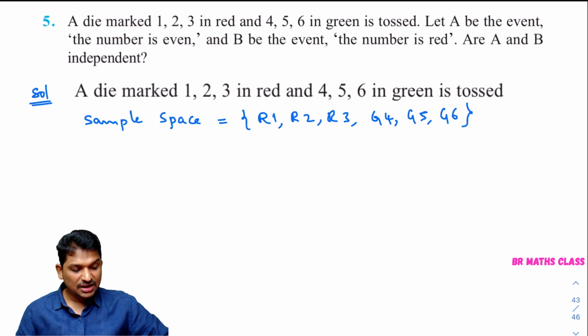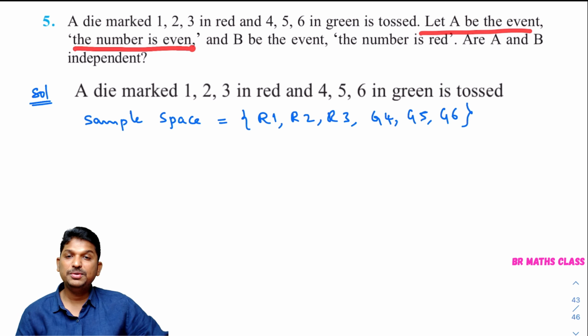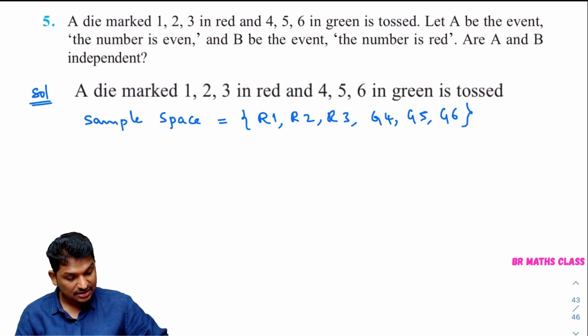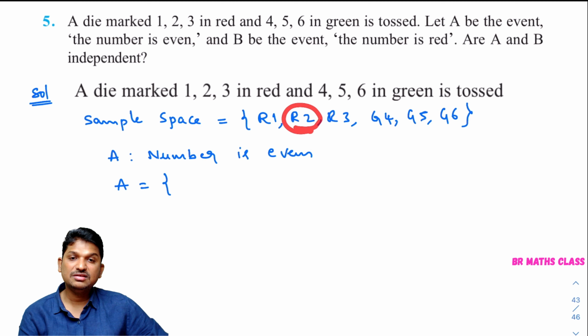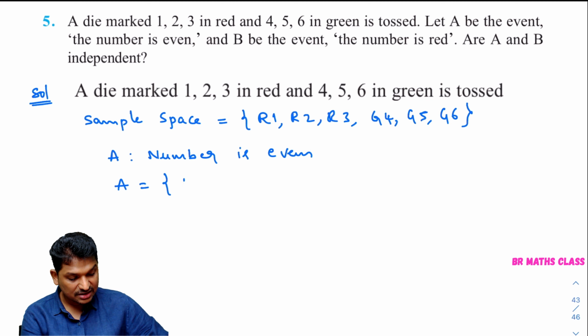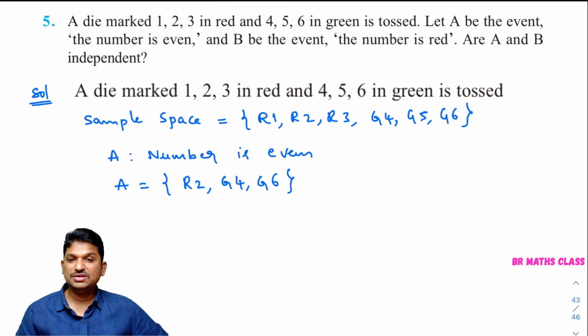A is the event that the number is even. I'll write set A. See here, this is an even number, and this is also an even number, and this is also even. So what I can write is red 2, green 4, green 6. You can observe these are the even numbers 2, 4, 6 when a die is rolled. In that, 2 is in red color and 4, 6 are in green color.